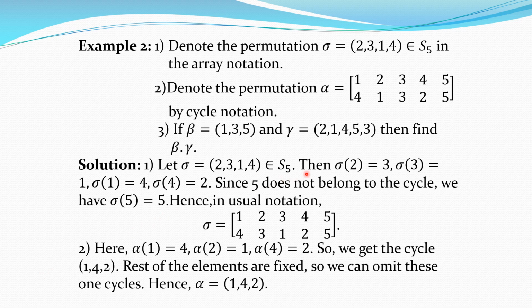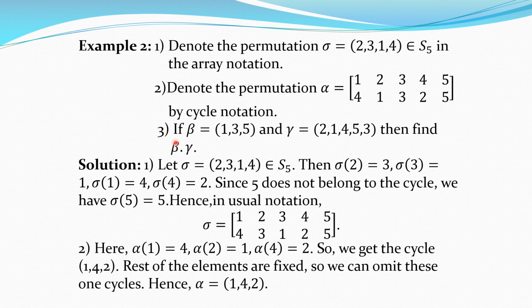And the remaining two elements 3 and 5 are mapping to themselves identically. So they are actually cycles of length 1, so we can omit these cycles. So alpha is equal to (1, 4, 2). In this way we have expressed alpha in cycle notation.